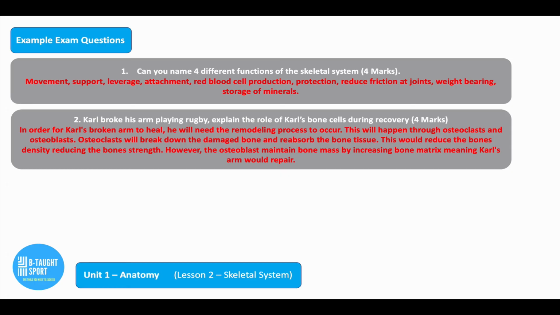This will happen through osteoclasts and osteoblasts. Okay, so again, there's another mark. Osteoclasts will break down the damaged bone and reabsorb the bone tissue. There's another mark. This would reduce the bone's density, reducing the bone's strength. However, the osteoblasts, and don't forget B for building, maintain bone mass by increasing bone matrix, meaning Carl's arm would repair.